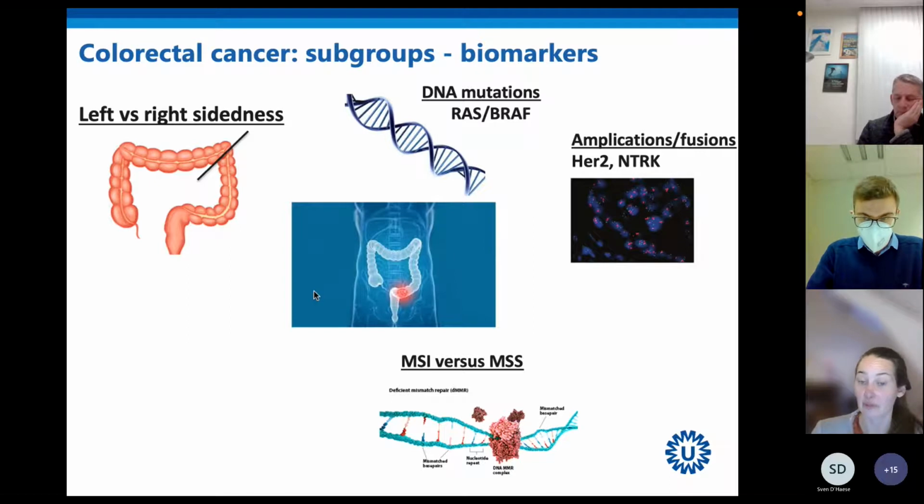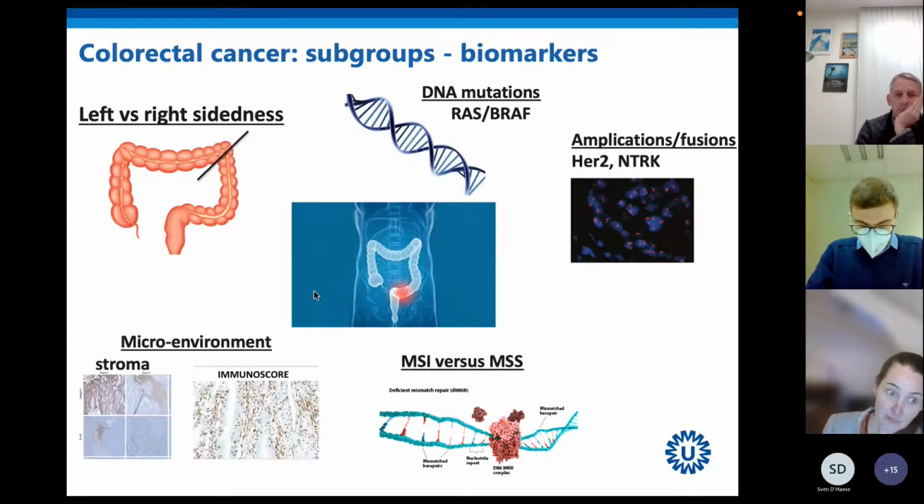Besides these three, which are used in daily practice, there are more novel subgroups which are less often used. For example, amplifications or fusions, so that's mainly HER2 and NTRK. Of course, the tumor microenvironment plays a very big role, mainly the tumor stroma, but also the immune infiltrate in the tumor, which really determines the behavior of a tumor, but this is not currently used in clinical practice.